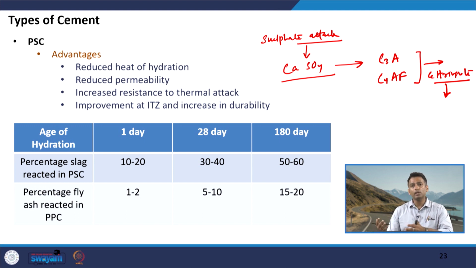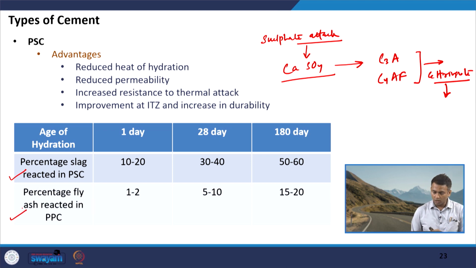Now, everything starts with the production of calcium hydroxide in the hydration process. So, if we have some process of reducing calcium hydroxide, ultimately we are also reducing the chances of sulfate attack, and this is what pozzolanic materials do: they consume the calcium hydroxide. Since they consume calcium hydroxide, they also resist sulfate attack.